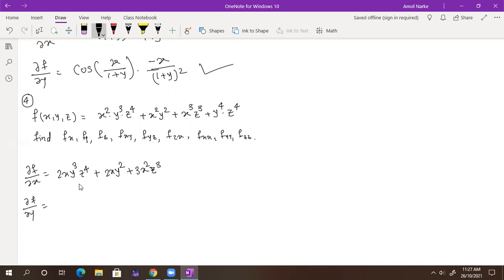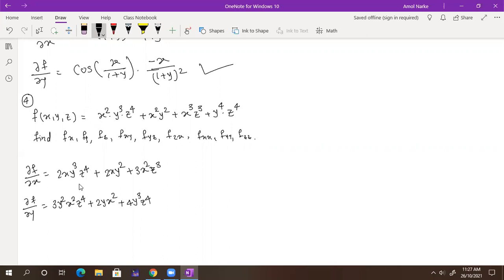So with respect to y, here we have the y term. We can write down plus 3y² and the remaining x² z⁴ as it is, plus 2y x² as it is. Here we don't have y, so this is 0 directly. Here we have y, so 4y³z⁴.